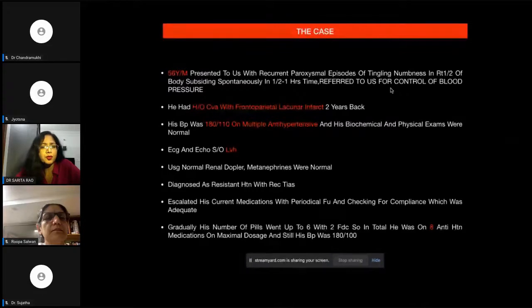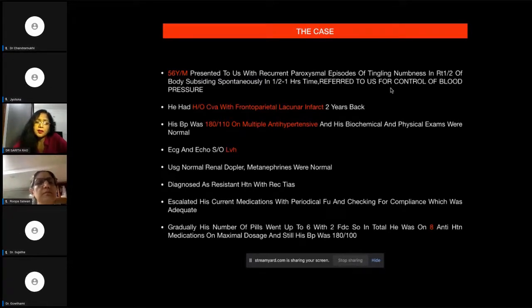His blood pressure was 180 by 110 on multiple antihypertensives. His biochemical and physical examinations were normal. ECG and echo were suggestive of left ventricular hypertrophy. His ultrasound showed a normal renal Doppler. The metanephrines were normal. He was diagnosed as resistant hypertension with recurrent TIAs.